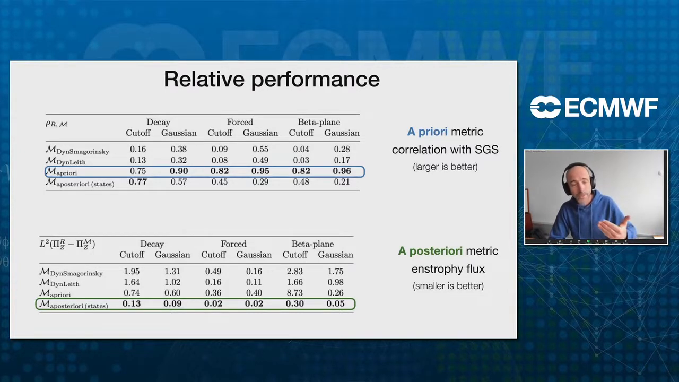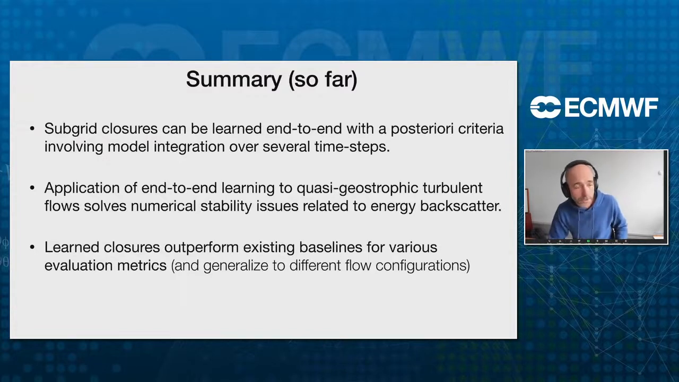The best a posteriori metric closure is the one that you learn with an a posteriori learning procedure. So where are we here? What we've learned so far is that we're able to learn subgrid closures end to end, with the actual objective we really care about. This involves what we call a posteriori training, and you need to integrate your model over several time steps. For the particular test case that we've looked at, it seems to solve this unstable behavior due to the energy backscatter, and it seems to outperform the baseline that we've considered here. So that's good. Now for the thoughts.